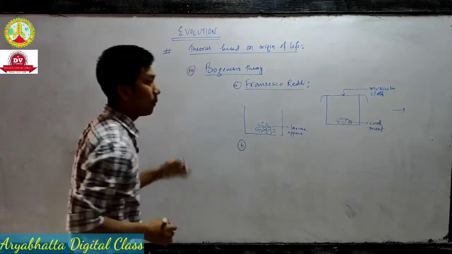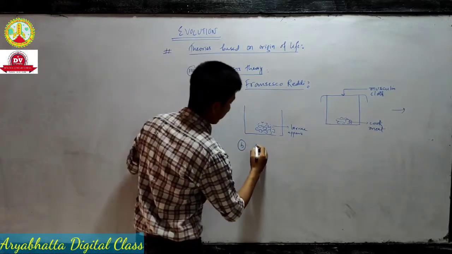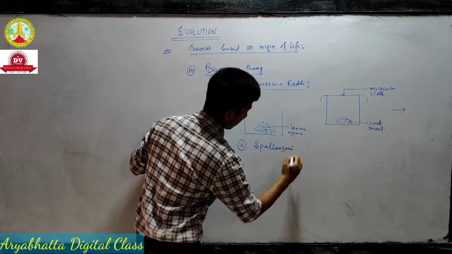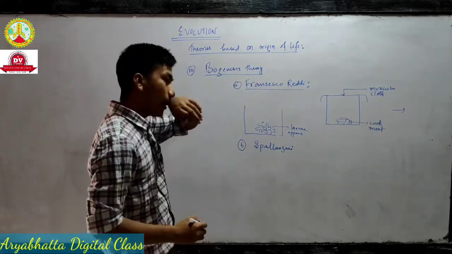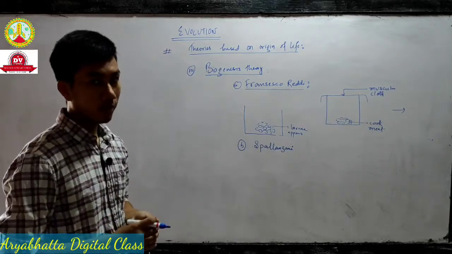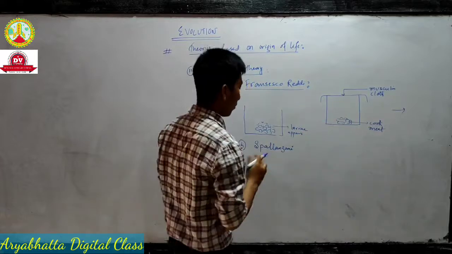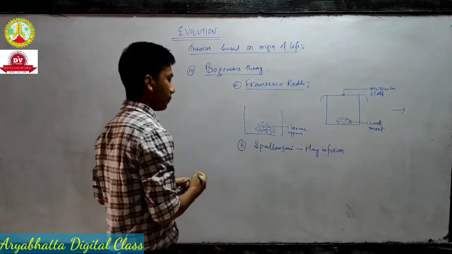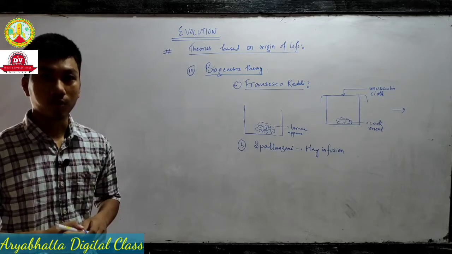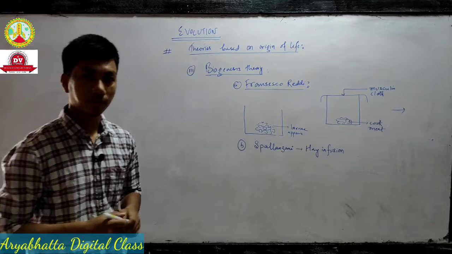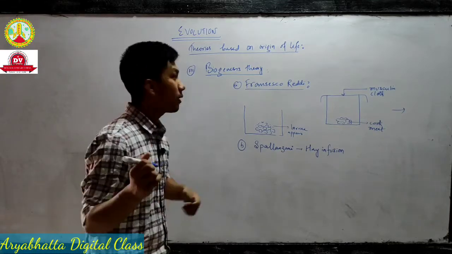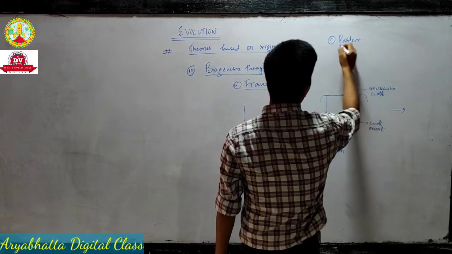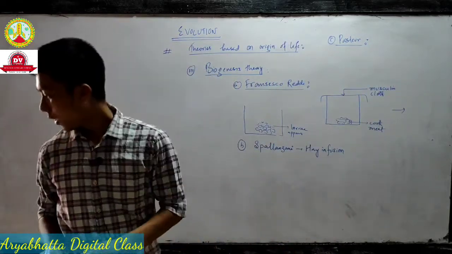A similar experiment was done by another scientist known as Spallanzani. He also performed a similar experiment, but the only difference is that instead of muslin cloth, he used hay infusion. That's it, hay infusion. There is one more scientist who put forward the biogenesis theory, number three, Pasteur. Pasteur also performed a biogenesis experiment.